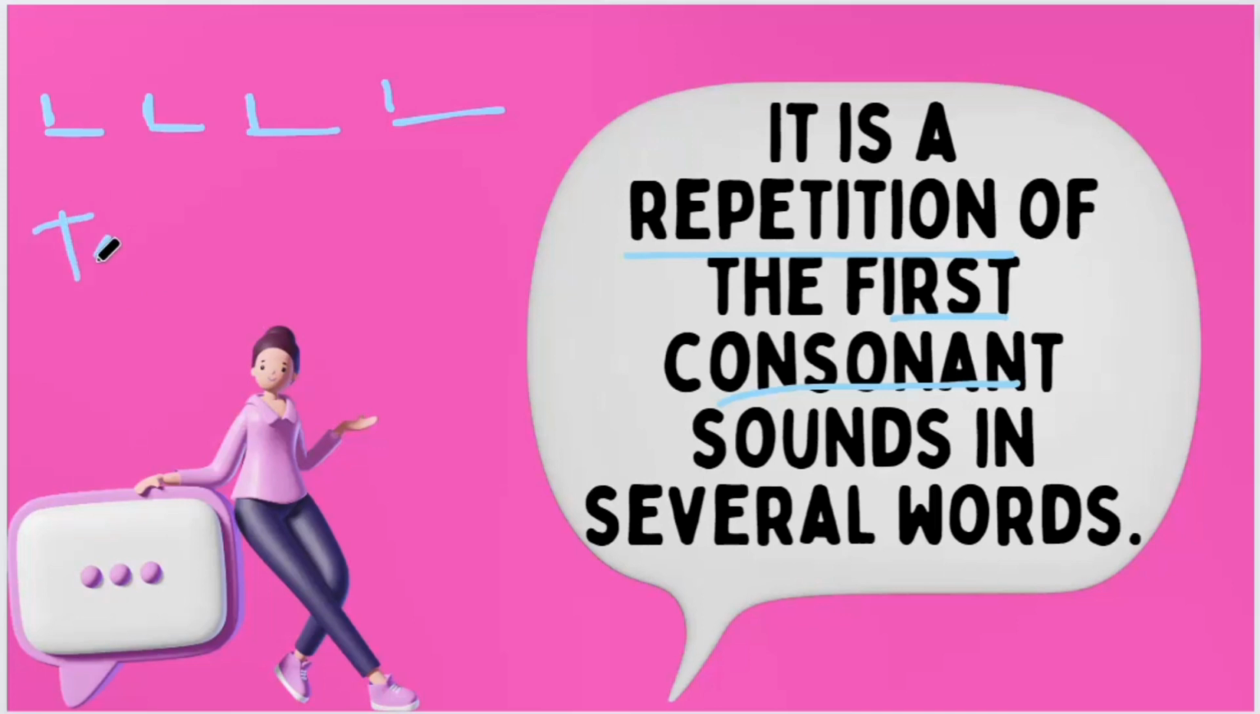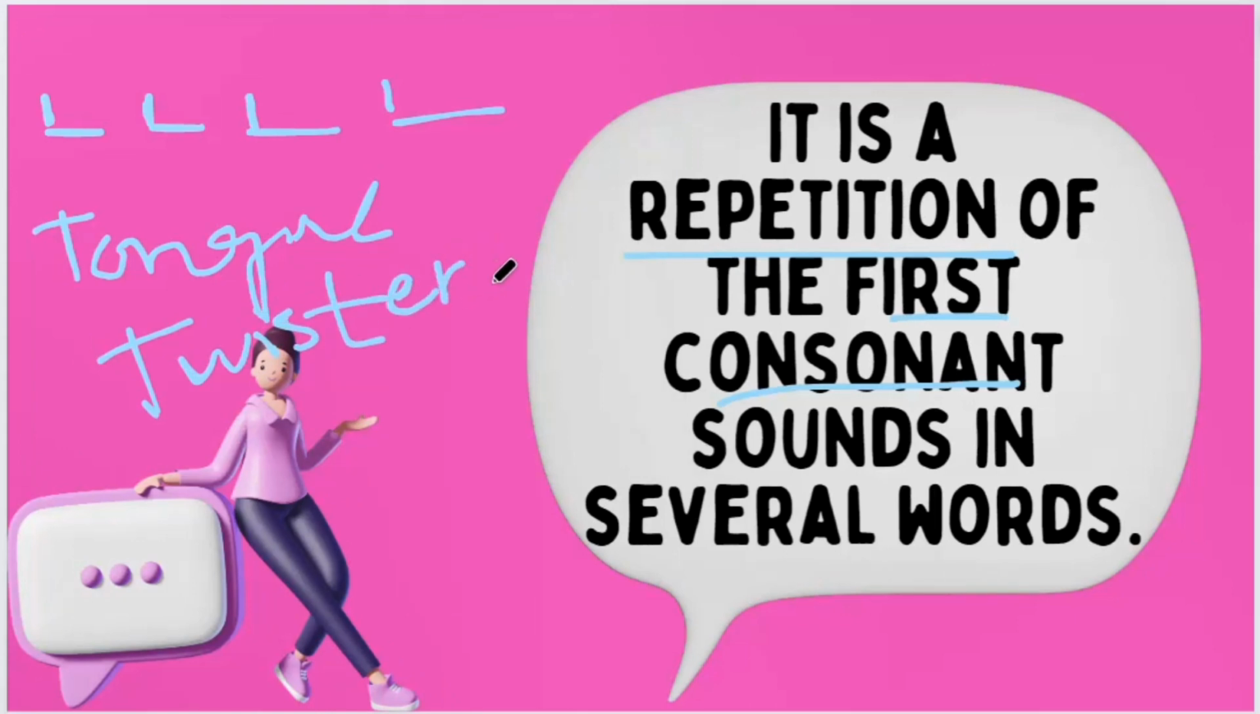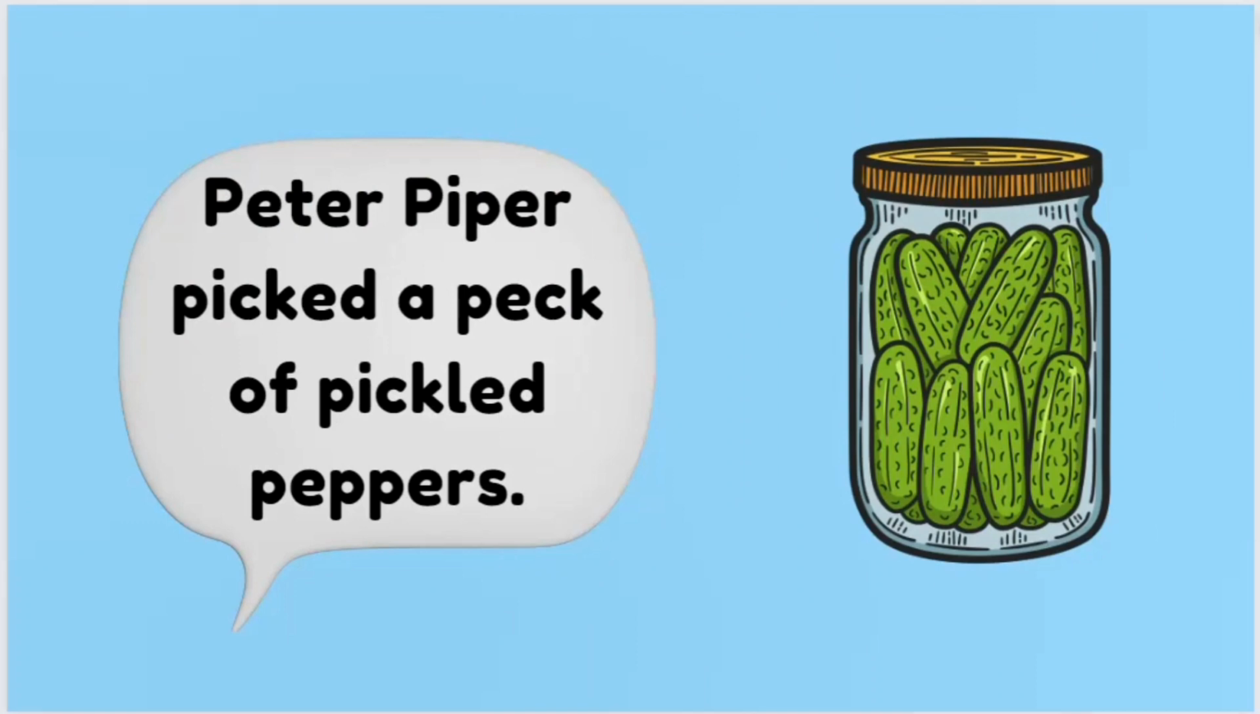Many tongue twisters are examples of alliteration. But remember, all alliterations are not tongue twisters. I'll just show you some examples and you will get them. The first one is Peter Piper picked a peck of pickled peppers. Now, this is an alliteration because the sound of consonant P has been repeated 1, 2, 3, 4, 5, 6 times in this sentence. Peter Piper picked a peck of pickled peppers.